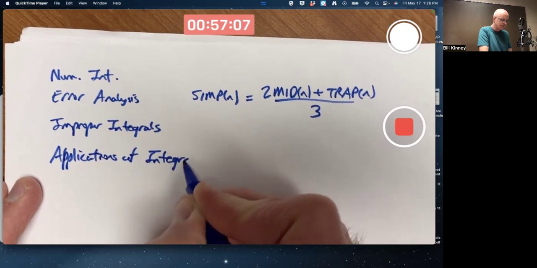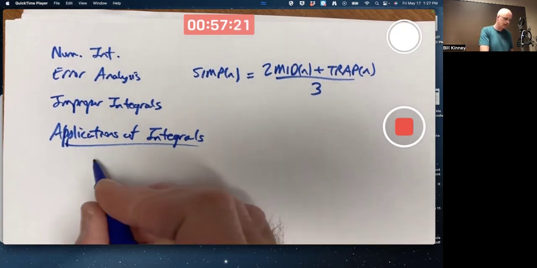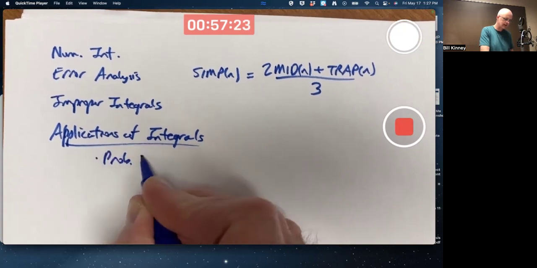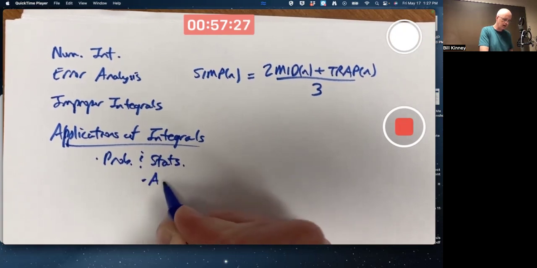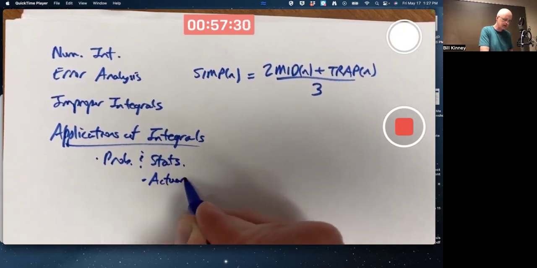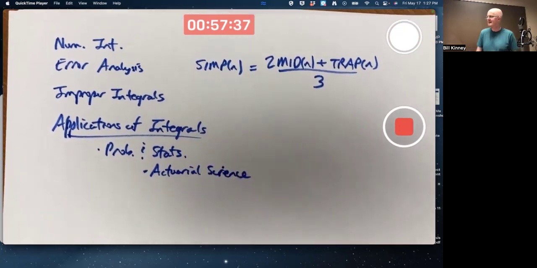Applications of integrals. Kind of all along the way, throughout the entire course, to a certain degree, we've done probability applications, probability and statistics, including about a week or so of actuarial science applications. That's something that I've put in our course that's not in as much depth in other Calc 2 classes.